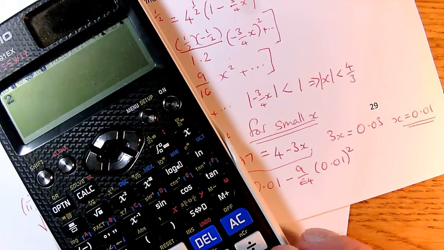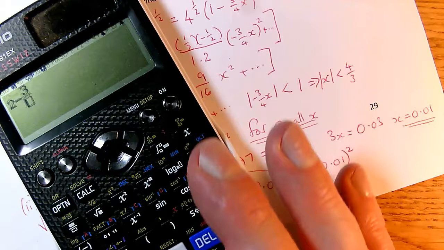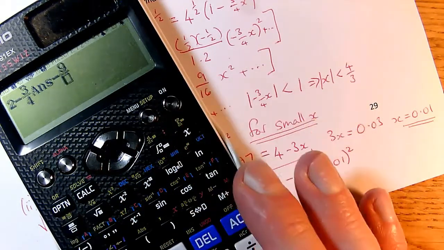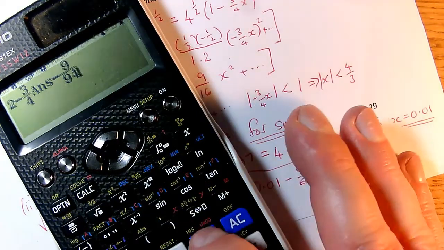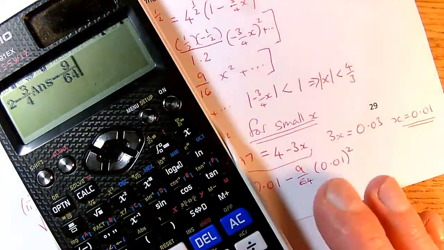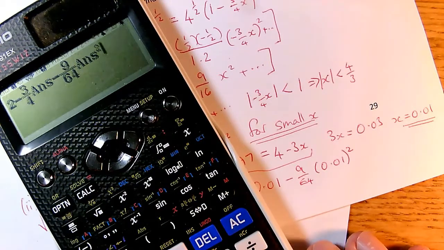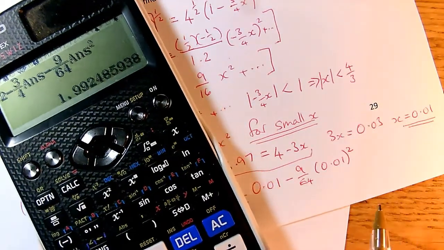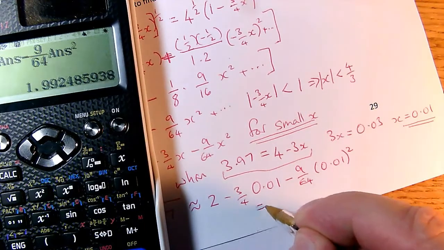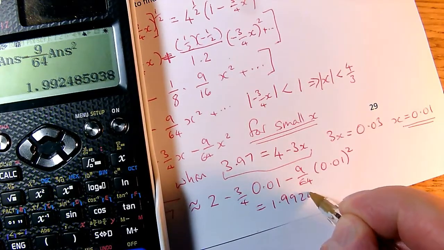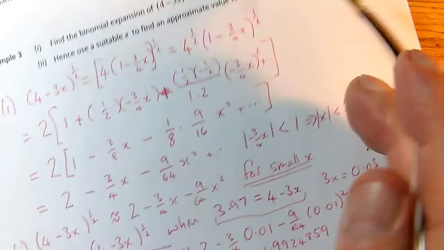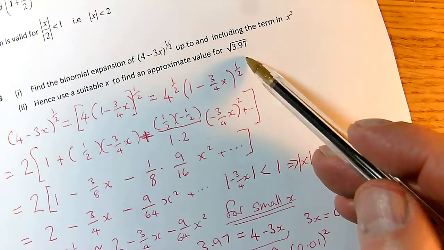So 2 minus 3/4 times the answer minus 9/64 times the answer squared. Okay, so this equals 1.992489. Okay, it says give an approximate answer for the square root of 3.97.